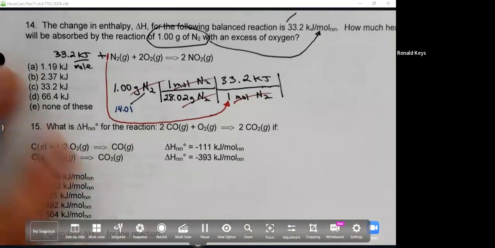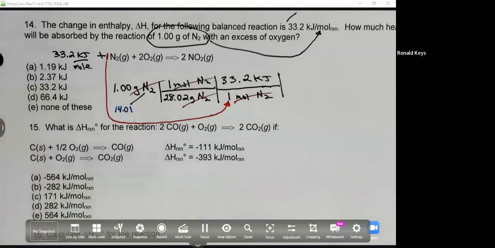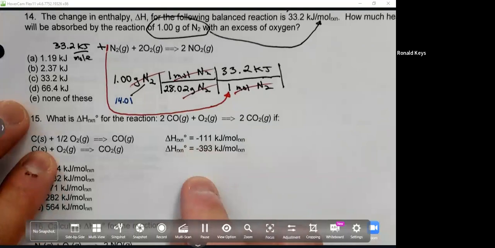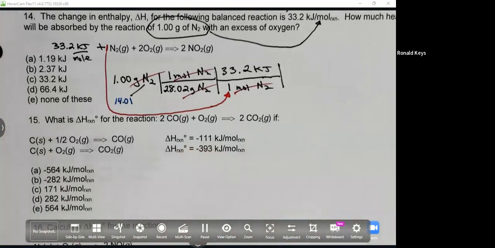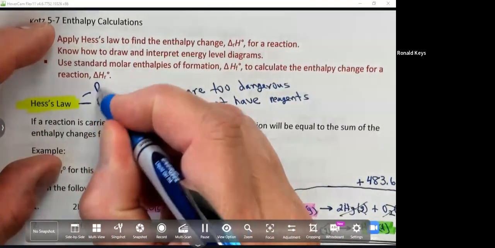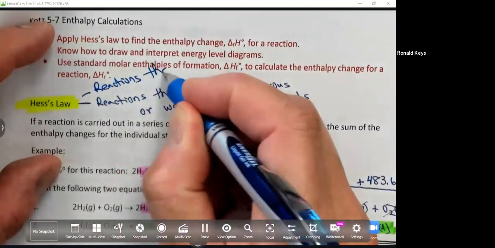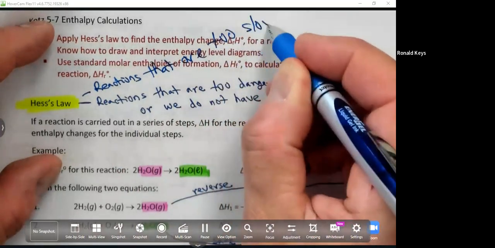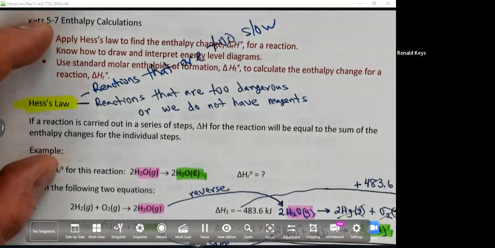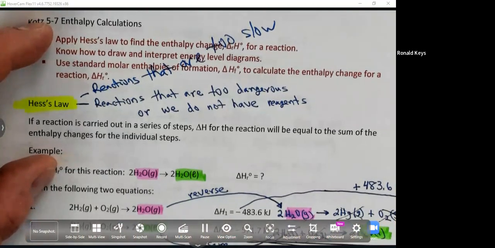Okay, now it looks like 15, 16, 17 are Hess's law. Now for lab that starts today, you are going to do a Hess's law. So for lab today, it's really reactions that are too slow. If you did a Hess's law problem today, you'd have to pack a lunch and bring a sleeping bag if we waited for that actual reaction to be done. So we're going to combine two reactions for lab today.